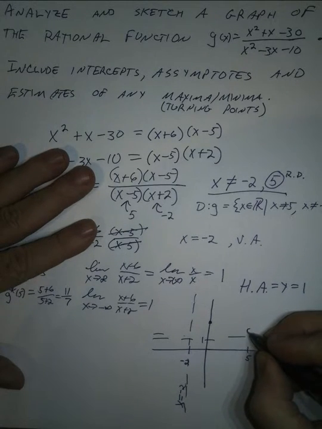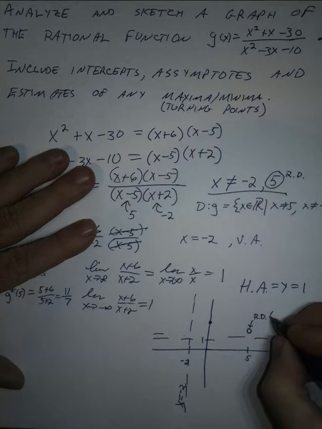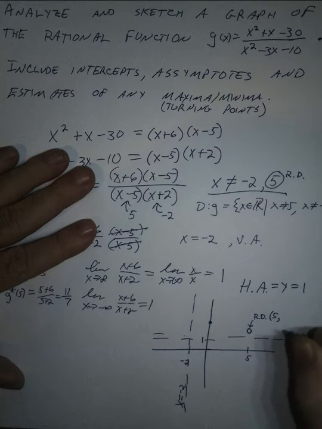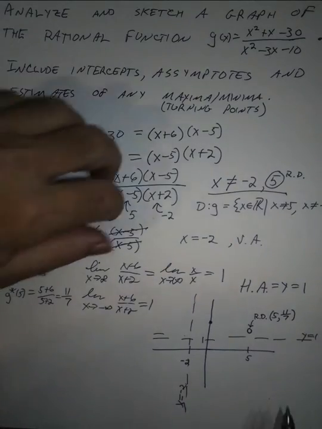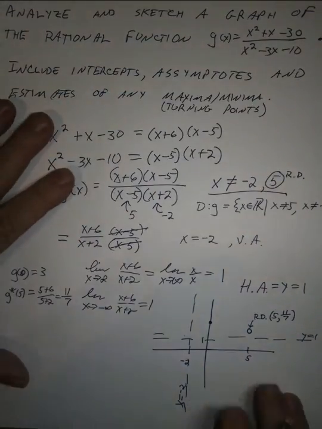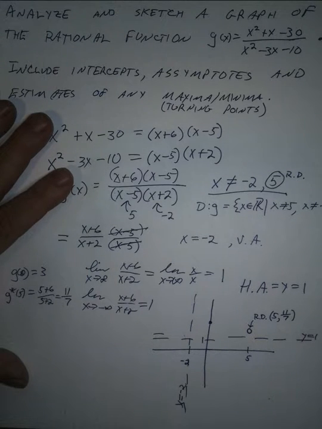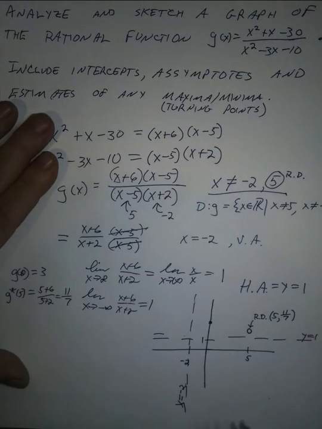There is a hole, a removable discontinuity, at the point 5, comma, 11 over 7. That point right there is a hole. And now I've got the basic, oh, I need one more thing. I need to know when y is equal to 0. And that I know, I want to plot my intercepts.